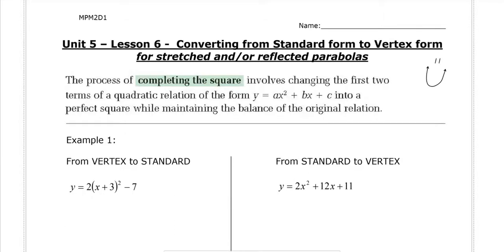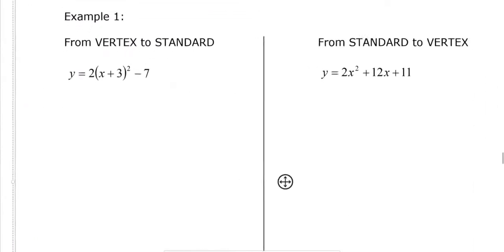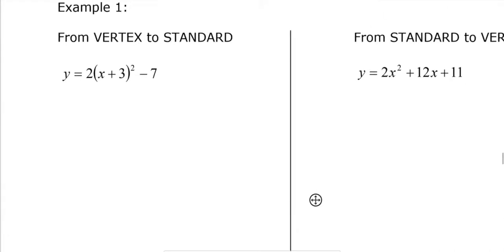Okay, Unit 5, Lesson 6. We're going to look at the process of converting from standard form to vertex form by completing the square. And in this lesson in particular, we're going to look at standard form equations that have a value of a that's not 1. It's like something bigger, 2, 3, 4, and including negative values as well. Okay, so let's start by converting from vertex to standard, something we should be familiar with.